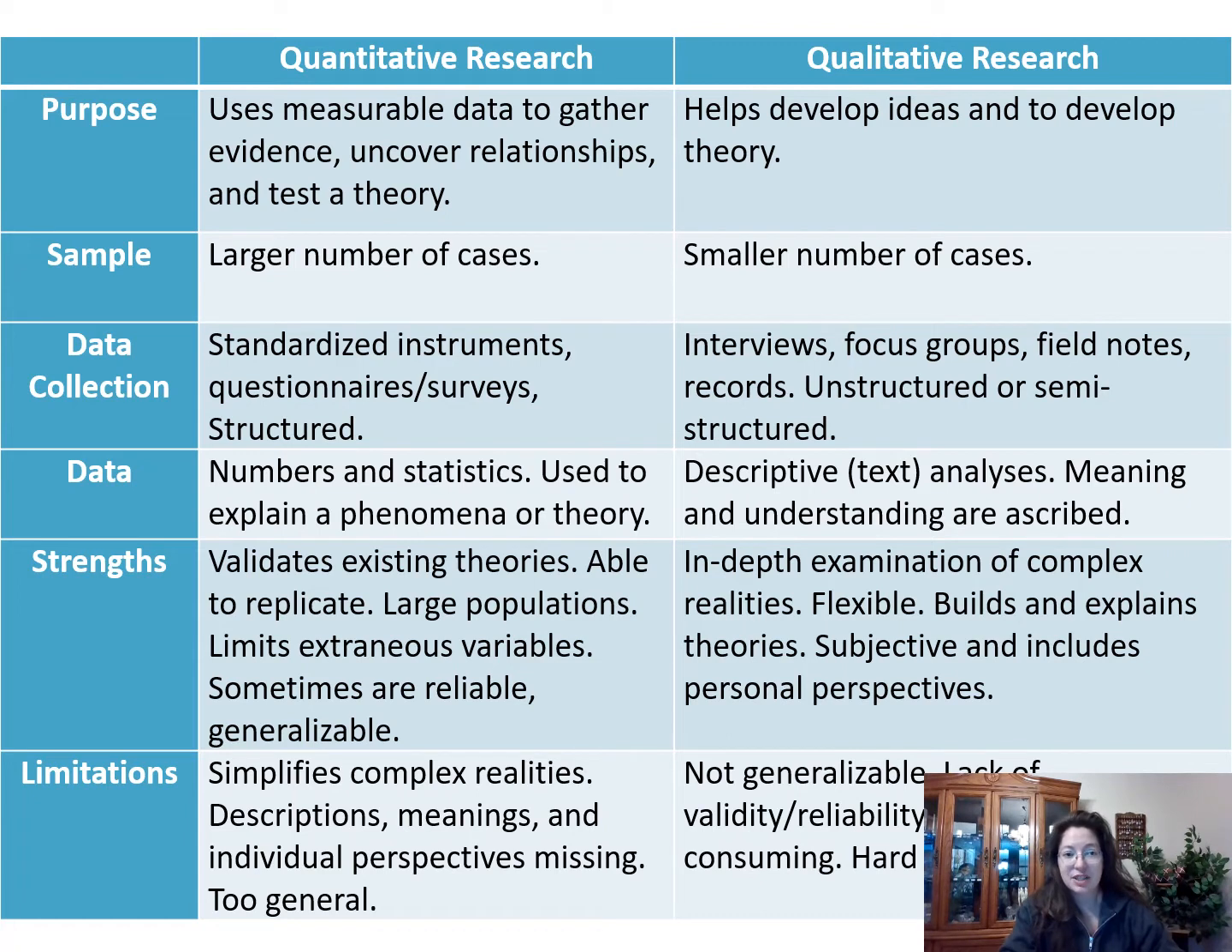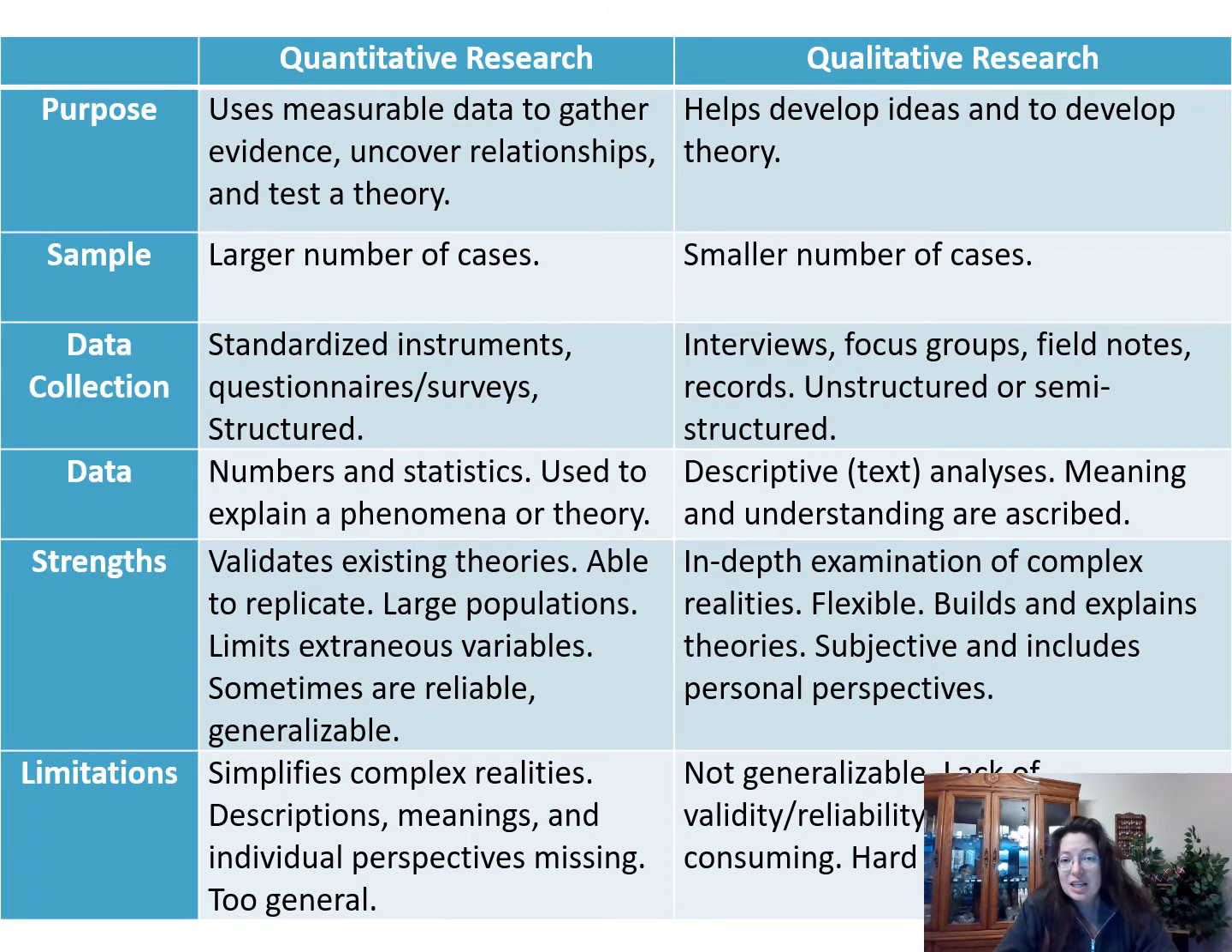So when it comes to quantitative research, this is where we use data to gather evidence and test a theory, usually with a large sample size and standardized instruments. This can be very helpful in figuring out the relationship between variables while accounting for extraneous variables or things that are not as important. However, the limitation to quantitative research is that it really simplifies very complex realities. So the descriptions, meanings, and individual perspectives tend to be missing. However, because it's usually based on very large samples, the results, if the sample was collected correctly, can be generalizable to larger populations.